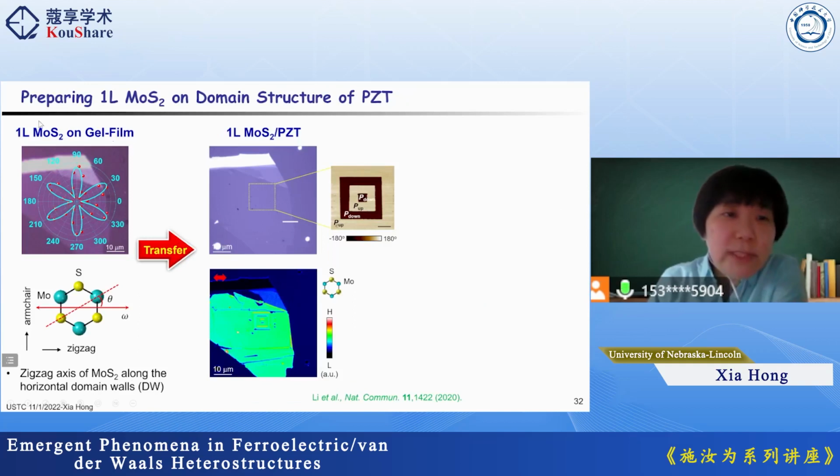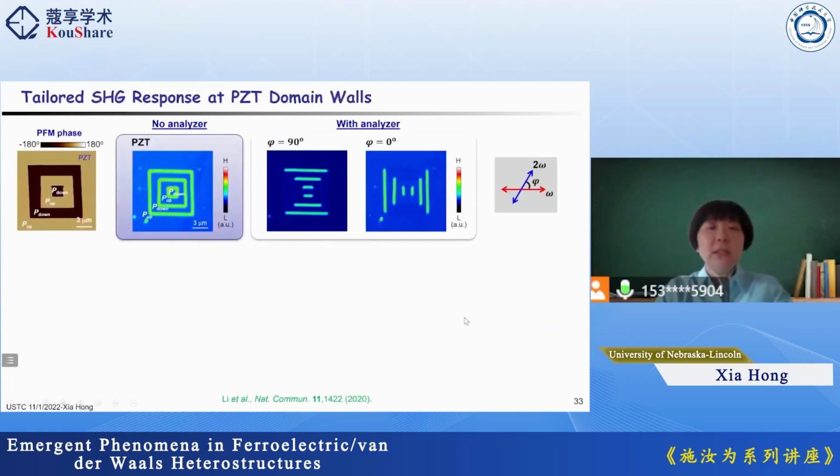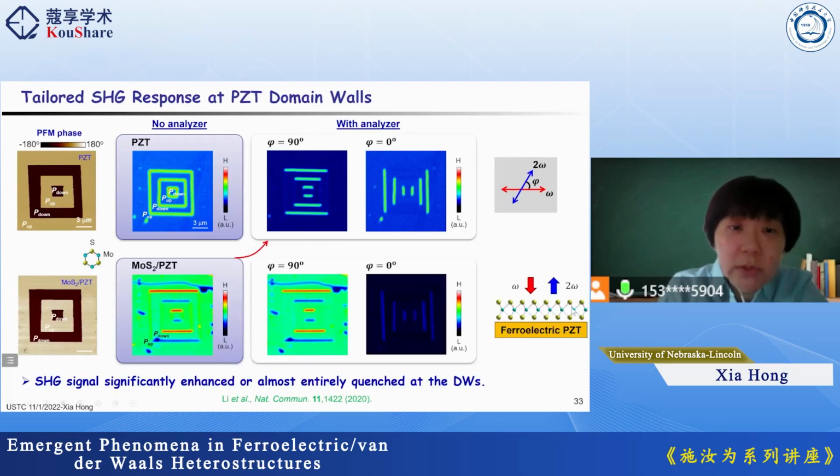So now what we did is we overlay a monolayer MoS2 on top. Here, this is the domain written area. And immediately you can see that MoS2 has strong SHG signal, but the SHG signal close to the domain region is modulated. We also characterized the photoluminescence, and indeed we see the modulation of the photoluminescence signal associated with the doping effect.